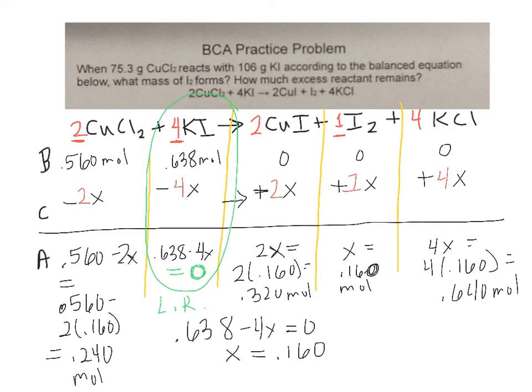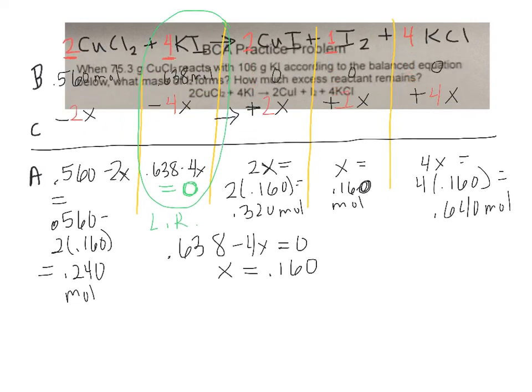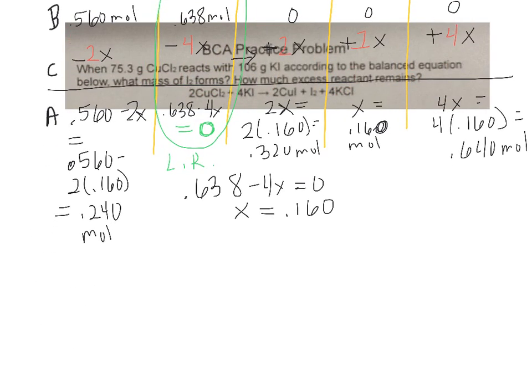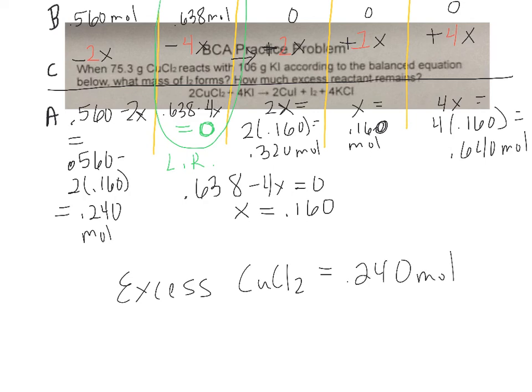The question asked how much excess reactant remains, so officially they didn't ask me for grams, so I could just answer this, that the excess CuCl2 is 0.240 mole. Of course, you all know how to convert that to grams if you needed to. They also wanted to know how many grams of iodine we're going to form, so I suppose we'll be thorough here and answer that.